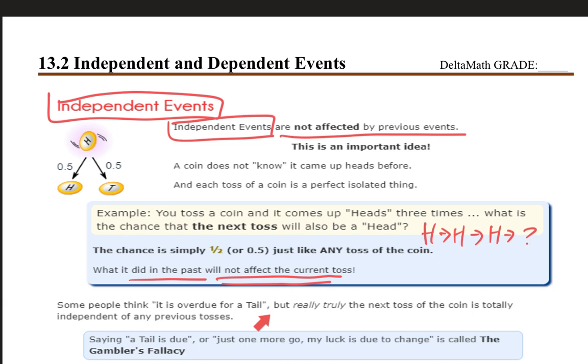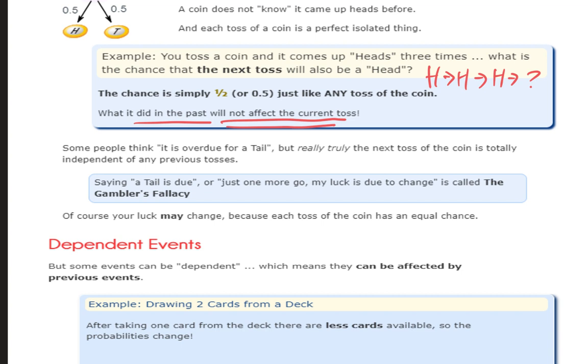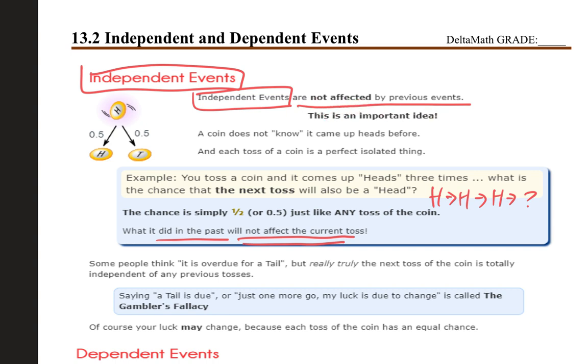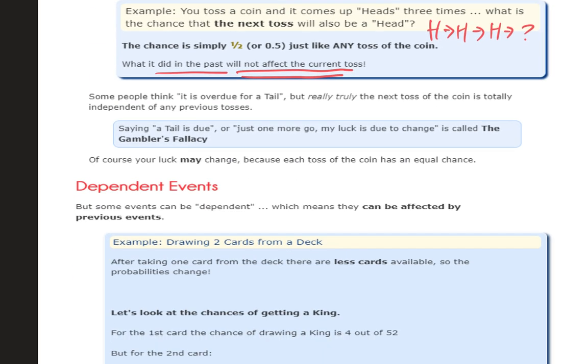Some people think they're overdue for a tail, but that's what's called the gambler's fallacy, because every toss is truly independent from the previous tosses. If you say, "Oh, my tail is due," or "Just one more go, my luck's going to change," that's called the gambler's fallacy. Your luck may change, but it has nothing to do with the toss of the coin because each one has an equal chance. So independent events are not affected by previous events.